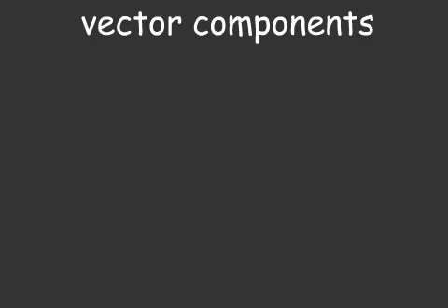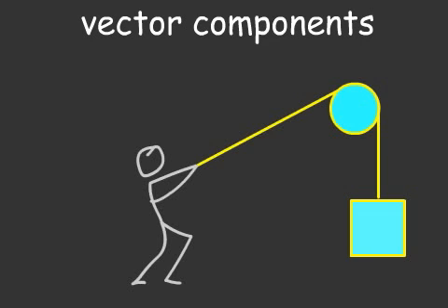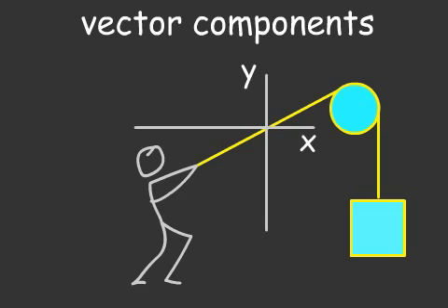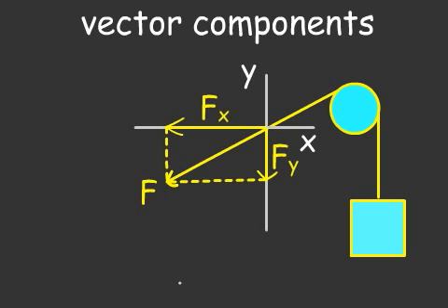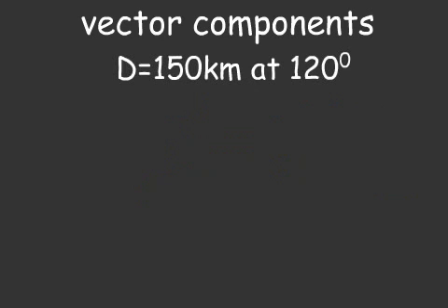A vector can be represented or replaced by a pair of perpendicular components. These components can be used to find the effect of a vector in a particular direction. Take, for example, the displacement vector 150 kilometers at 120 degrees.